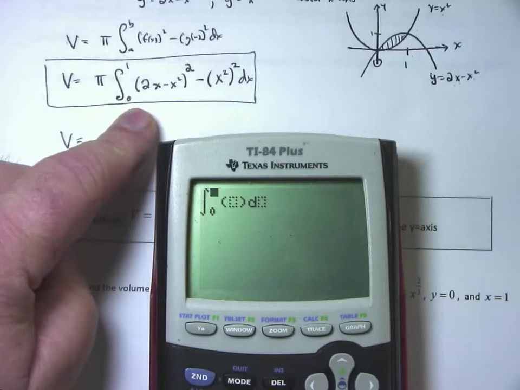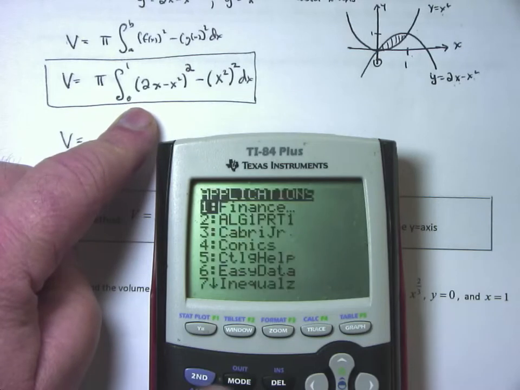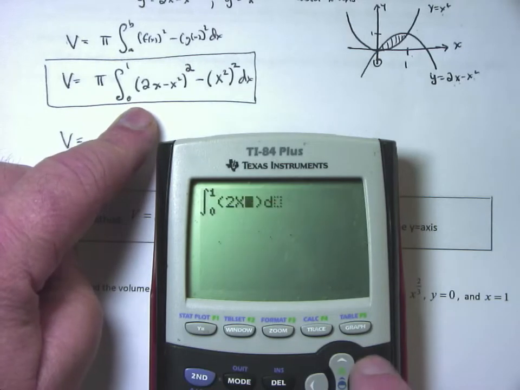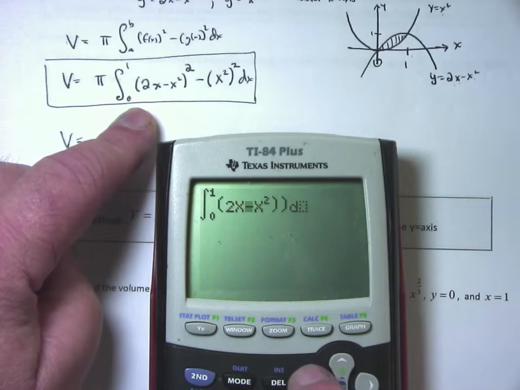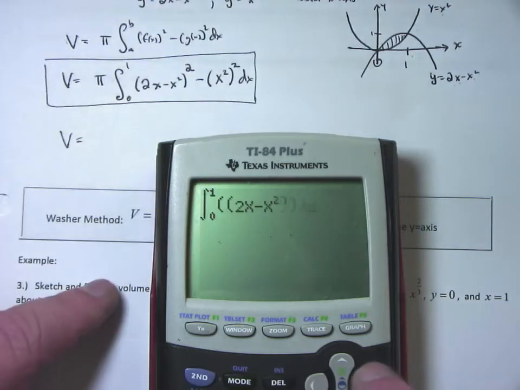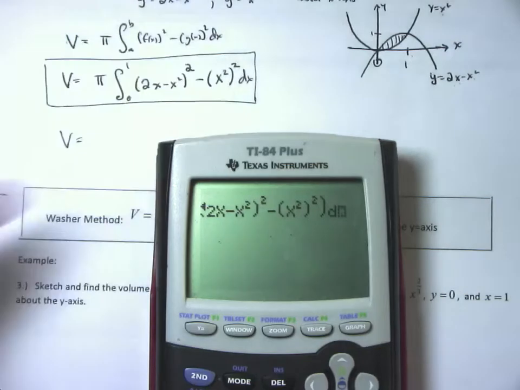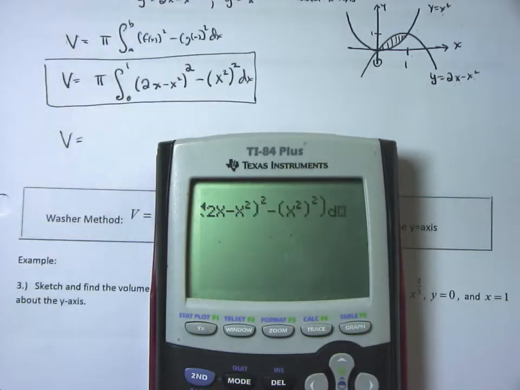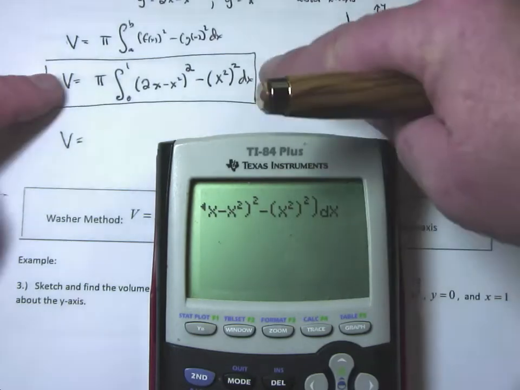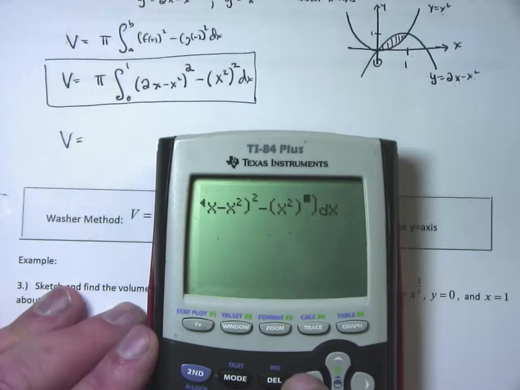Integral from 0 to 1 of parentheses 2x minus x. Oops, wrong button there. Let's go back there. 2x minus x squared, close parentheses. And I need to put parentheses around this guy, sorry. Because you've got to square him. Minus parentheses x squared, close parentheses squared. I know x squared squared is to the fourth power, but you know what? Careless error kills in this class. And because careless error kills, since I've got it written like this, I'm actually going to type it into my calculator just like that, just to make sure I don't make some bonehead careless error on the problem.